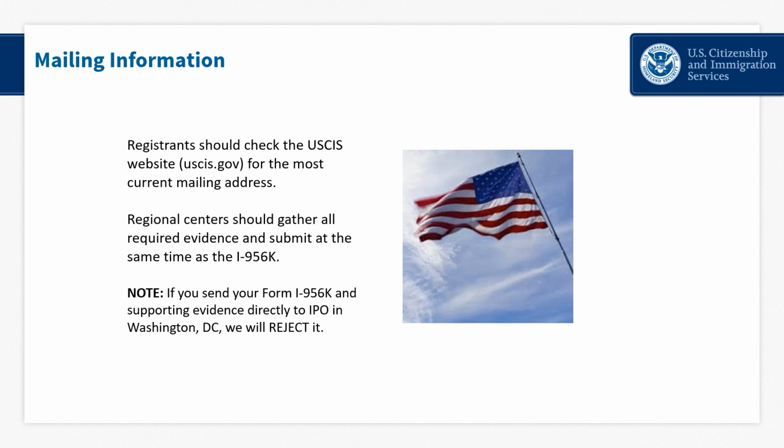You must mail the completed I-956K and supporting documentation to the appropriate address. Applicants should check the USCIS website, uscis.gov, for the most current mailing address. Registrants should gather all required evidence and submit at the same time as the I-956K. This will help USCIS bundle all the files together and will help expedite the review process. Please note, if you send your Form I-956K and supporting evidence directly to IPO in Washington, D.C., we will reject it.